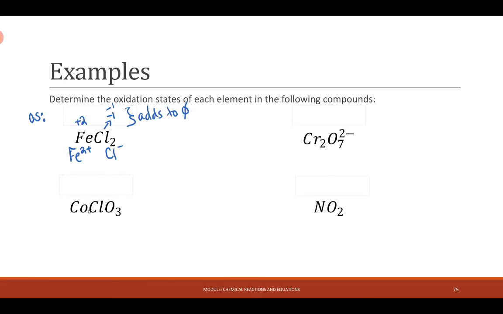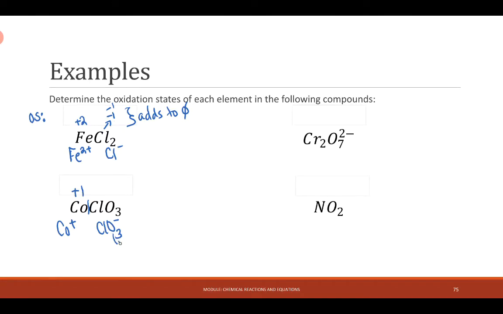Down here, this is cobalt chlorate. And so I know that's my cobalt and my chlorate. Chlorate has a -1 charge, and so the cobalt has to be a +1 charge. And so that means cobalt's oxidation number has to be a +1. And the chlorate here, my chlorine and my oxygen have to add up to -1. Let's break that down here.